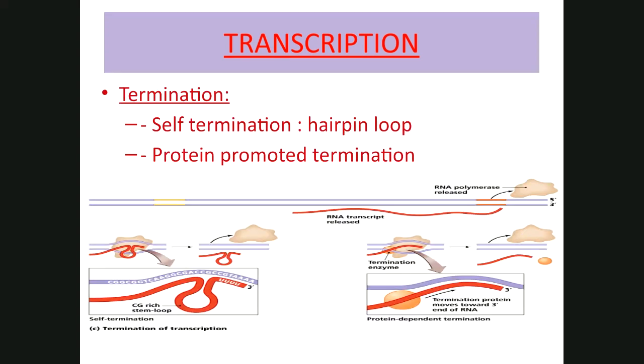By the time the RNA polymerase hits the end of the gene, a couple of things can happen that will terminate transcription. One of the things could be a hairpin loop that will pull RNA polymerase away from the DNA and it will end transcription, or there will be a protein that separates RNA polymerase from DNA and ends the transcription. So one of these two will happen to terminate transcription.